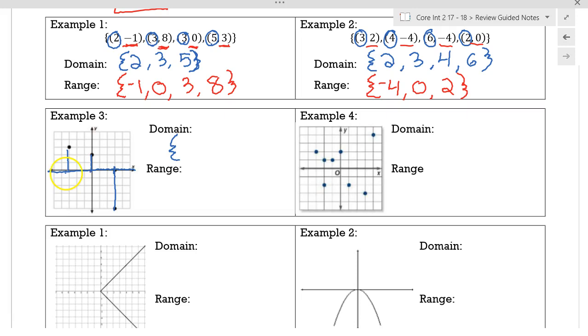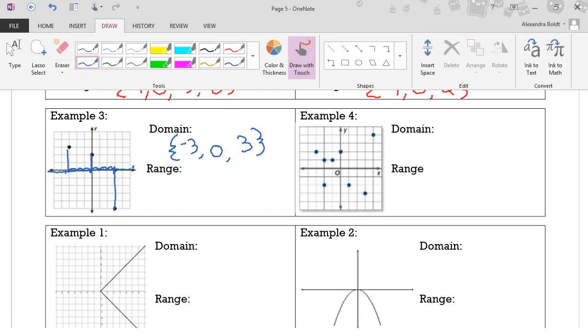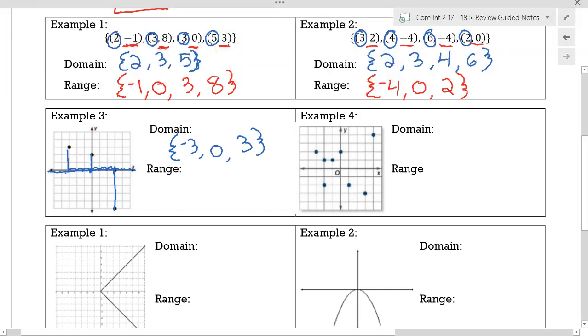So this one, if I count back, is 1, 2, 3, -3. This one, my x value here is 0. It's right at the origin. And here, 1, 2, 3. +3.